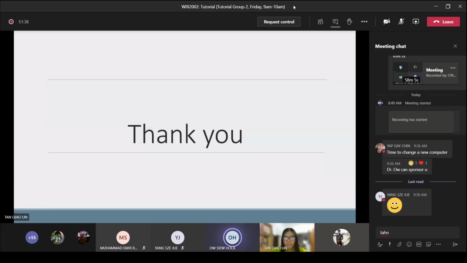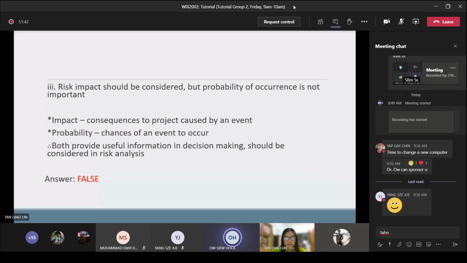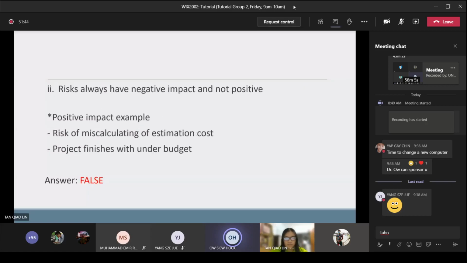Can you please go back to the answer for part two? Your explanation? Okay. You mentioned a positive impact example. Why do you say the risk of miscalculating the estimation cost? That means your estimation is incorrect. Is that what you mean?